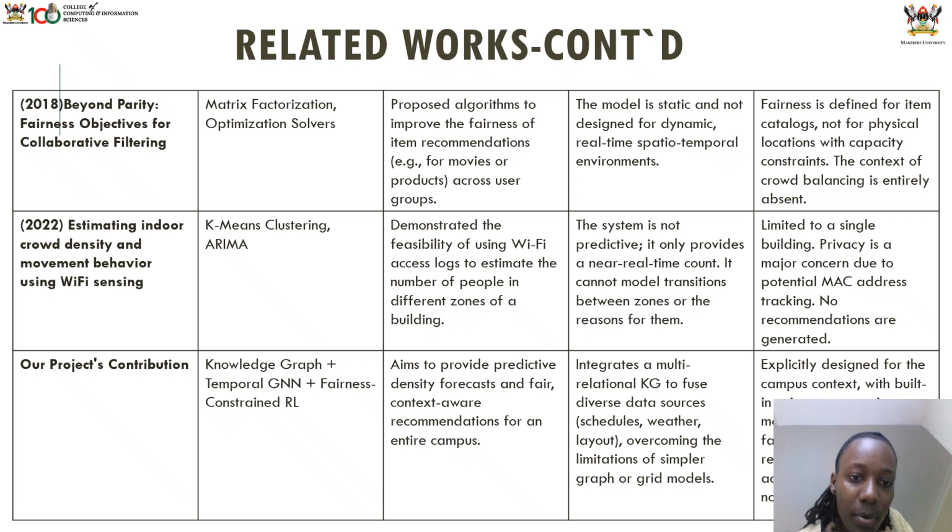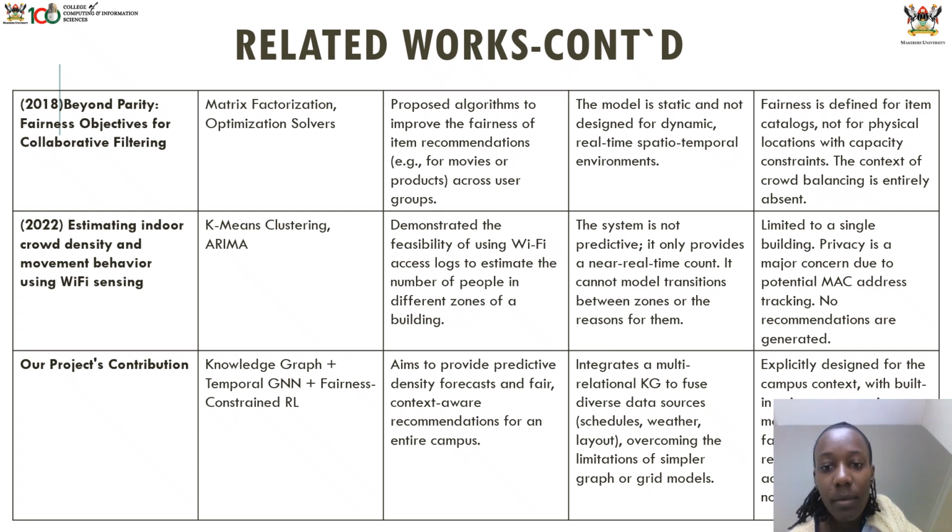So our project contribution is going to use knowledge graphs together with temporal graph neural networks and a fairness-constrained recommender system, and our aim is to be able to predict density forecasts fairly and give fair contextual area recommendations for the entire campus.